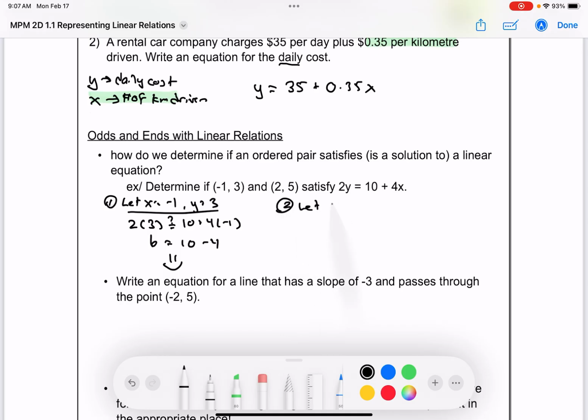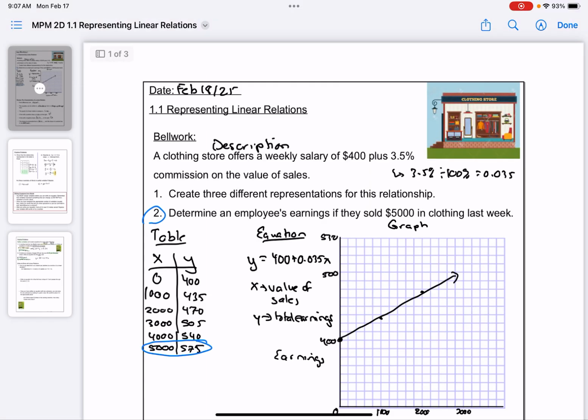And then the second one, again, we do the exact same thing. So I'm going to have 2 times 5 equals 10 plus 4 times 2, and you should immediately be like, I feel not great about that, because you get 10 equals 10.